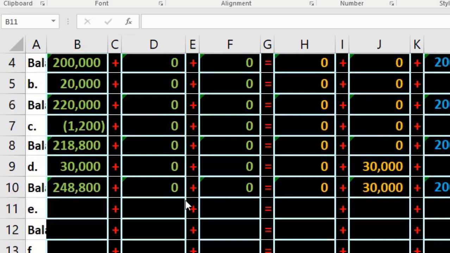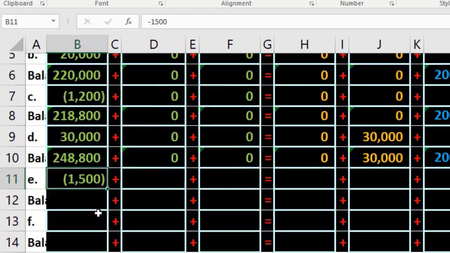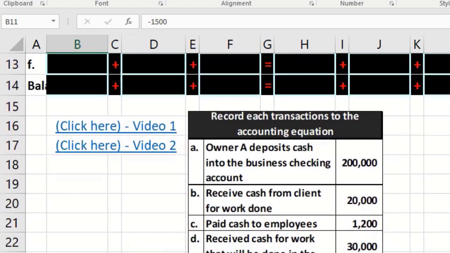So I'm going to say negative 1,500. And of course, we can see the negative there, but I'm not going to put brackets around it, or I'm not going to put the comma. I'm just going to select enter, and it will then format with brackets, Excel seeing those brackets as a negative number. Now we paid that 1,500 for utilities.